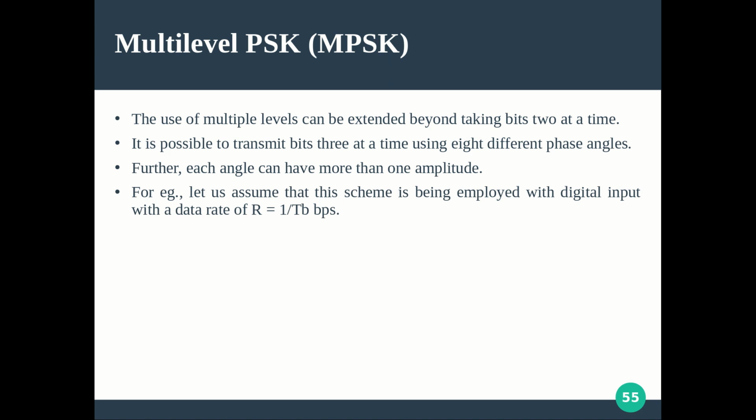For example, let us assume that the scheme is being employed with a digital input with a data rate of say R = 1/TB bits per second. So this is what we saw already: if TB is the duration of a particular bit, that means the time taken to send a bit is TB, the bit duration. For 1 bit we need TB seconds to transmit. Then how many bits can be transmitted per second? For TB seconds I can send only 1 bit. So per second I can send 1/TB bits per second. So that will be the data rate of a typical scheme being employed with the digital input.